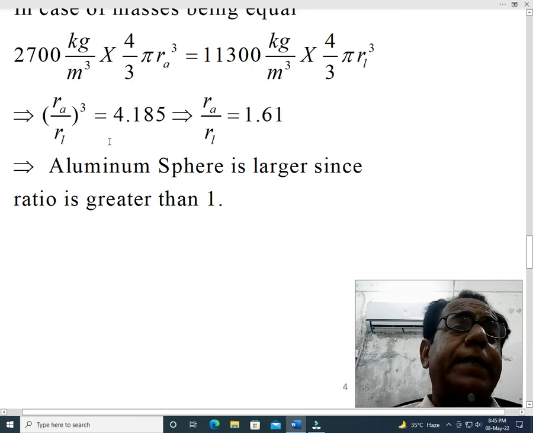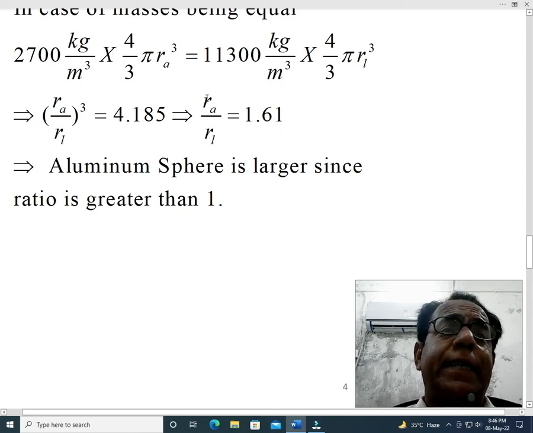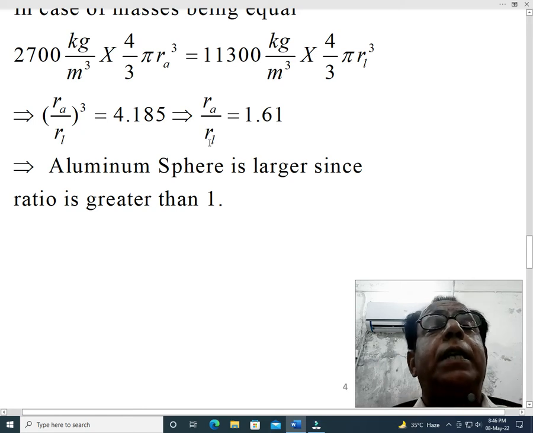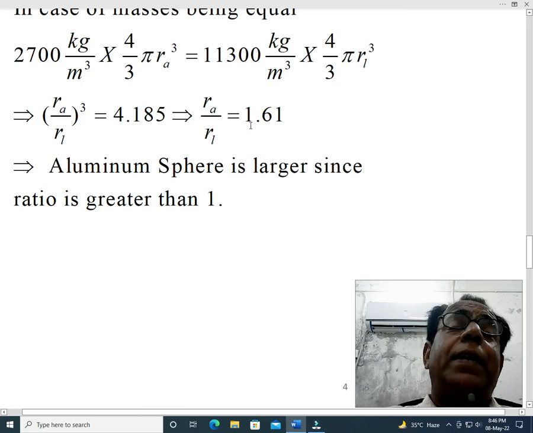So, dear students, by taking cube roots on both sides, this 3 will be cancelled with 1 by 3, but the cube root of 4.185 will become 1.61. So what is this? This is the ratio of the radius of the sphere of aluminum divided by the radius of the sphere of lead. This is equal to 1.61. This is greater than 1. When this is greater than 1, this indicates that the numerator is greater and the denominator is smaller.